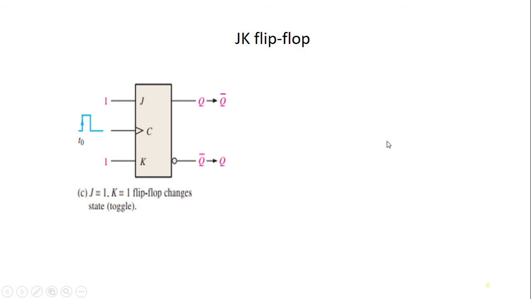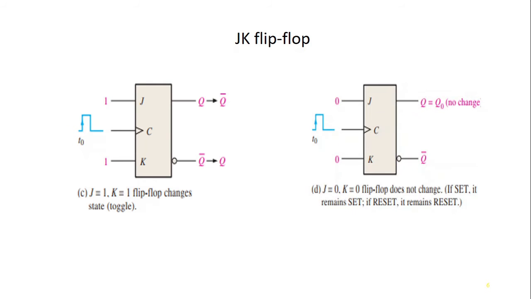For the next condition, when J is 1 and K is 1, for the positive edge of the clock, the flip-flop changes its state to the complement of that. That means the flip-flop toggles. The next condition, when J is equal to K is equal to 0, for the positive edge of the clock, the flip-flop does not change. If it is set, it remains set, and if it is reset, it remains reset.